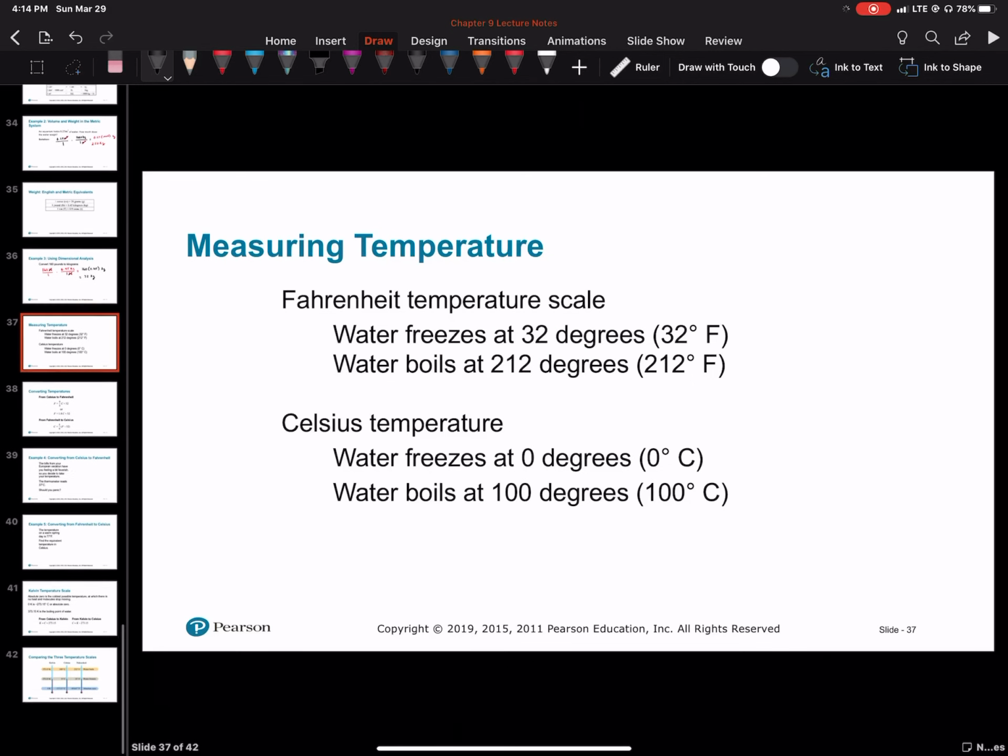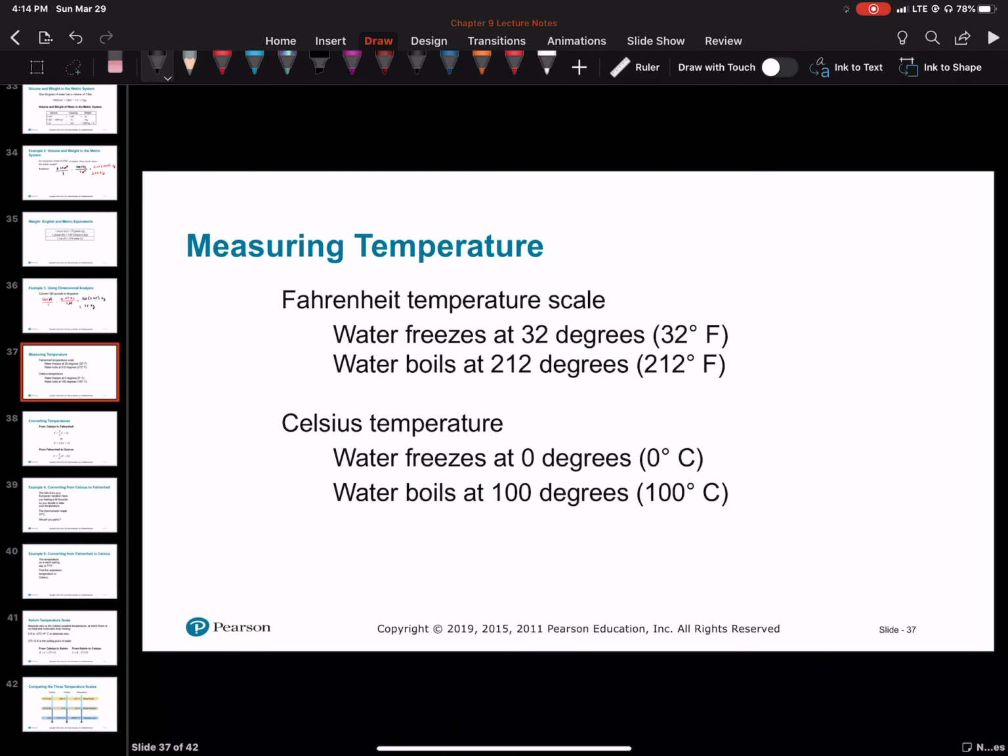So let's look at this. Measuring temperature. Fahrenheit temperature scales. Water freezes at 32 degrees Fahrenheit. Water boils at 212 degrees Fahrenheit. Celsius: water freezes at 0 degrees Celsius. Water boils at 100 degrees Celsius. So make sure you remember this, because you will have to use it. And we will convert from each scale, from Fahrenheit to Celsius and from Celsius to Fahrenheit. And we'll talk a little bit about Kelvin as well.